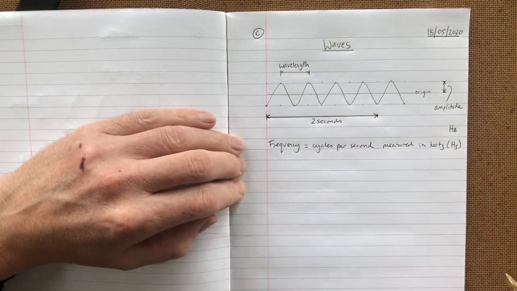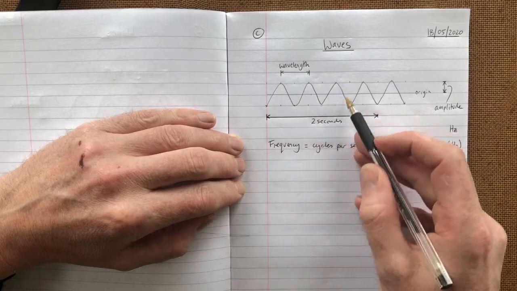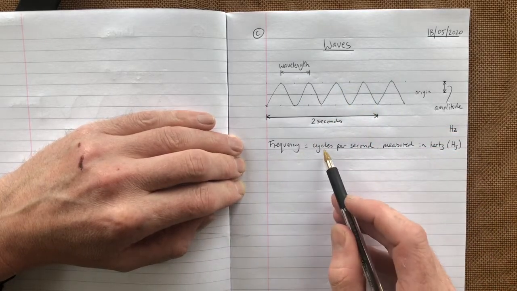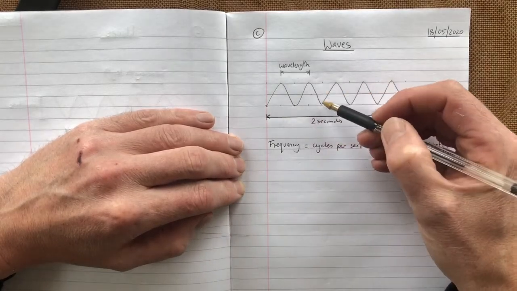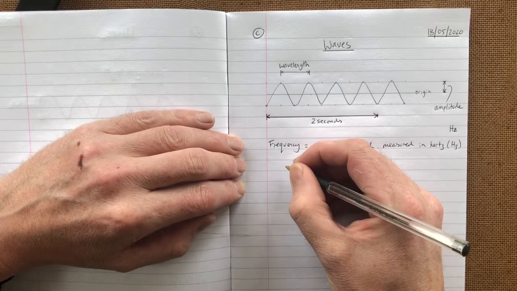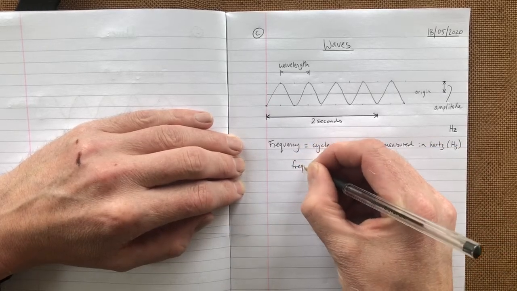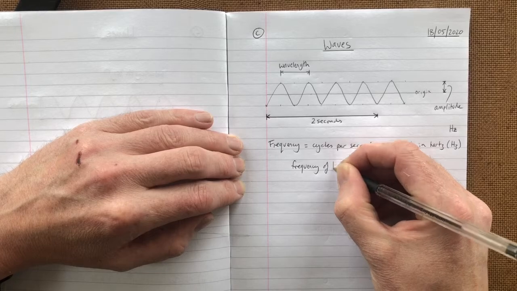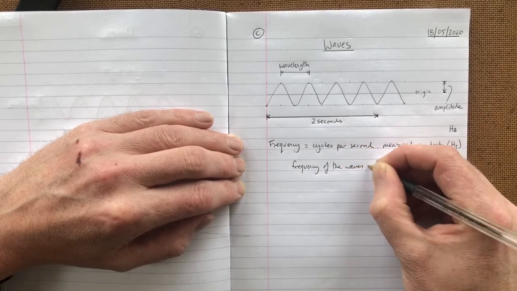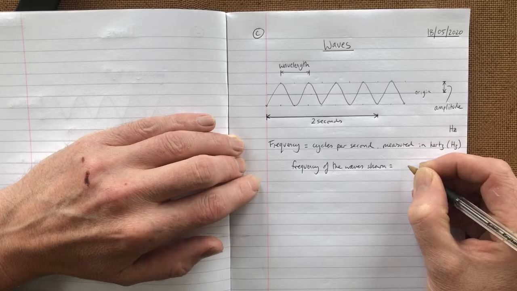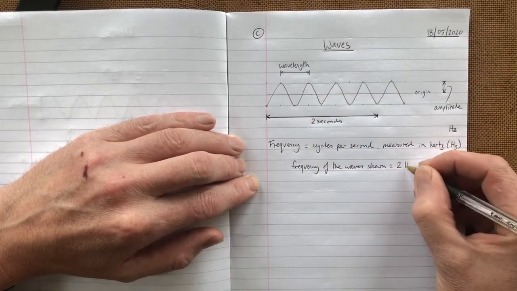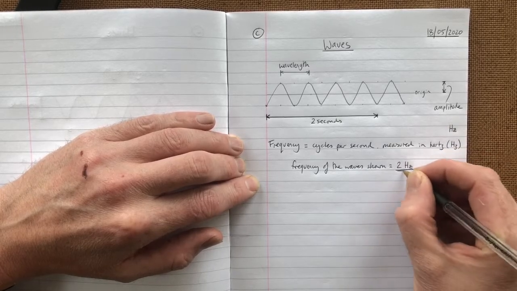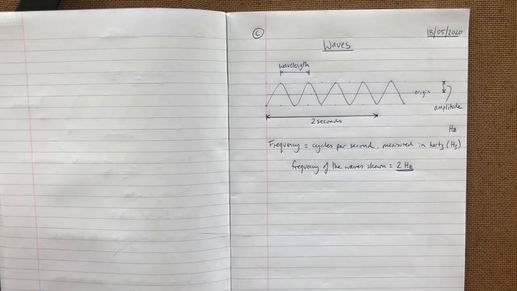So what's the frequency of this? Well, I've got 4 cycles in 2 seconds, and the frequency is the number of cycles per second. So how many cycles have I got in 1 second? Well, I've got 2. So the frequency of the waves shown equals 2 hertz, 2 Hz, cycles per second. This video, I think, is in 30 frames per second. It's 30 hertz.